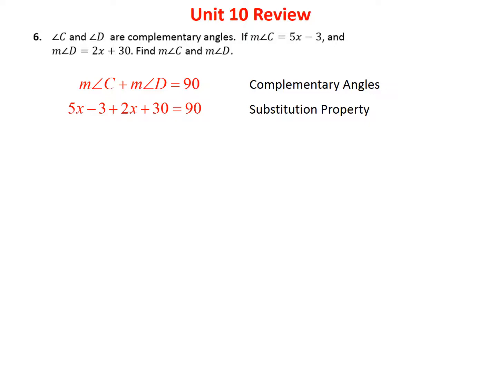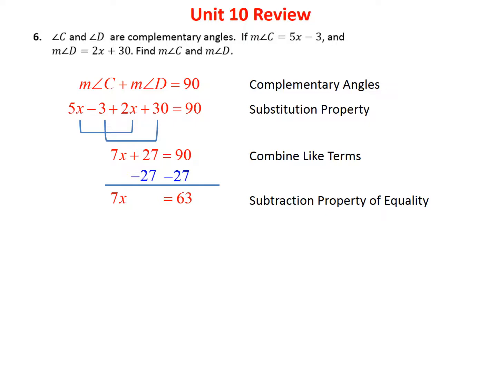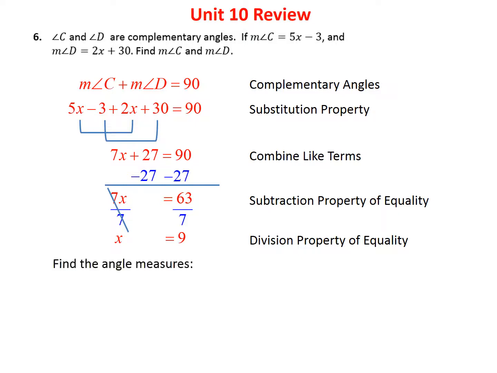And just like before, let's combine terms. So 5x plus 2x is 7x, minus 3 plus 30 is 27. So we end up with 7x plus 27 equals 90. Our two-step equation: undo plus 27 by subtracting 27, undo 7 times x by dividing by 7, and we end up with x equals 9. So now we can plug them back into our expressions and find out what the measure of these angles is. So measure of angle C is 5x minus 3, so let's put in 9 for x.